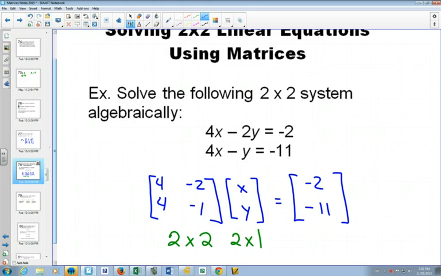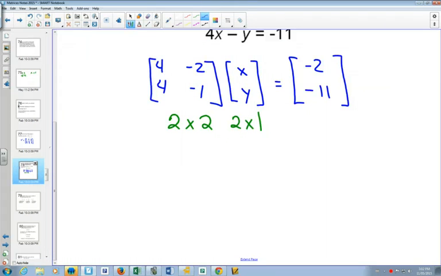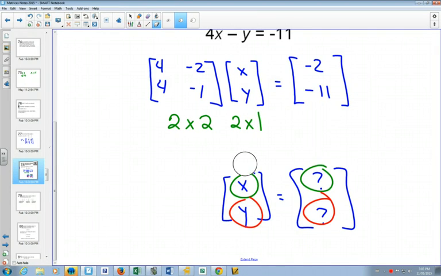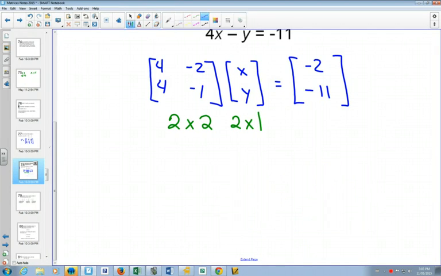So what do we want to do? We want to solve for x and y. So if we could get x and y by themselves on one side of the equation, and on the other side we just had numbers, we'd be able to say, well, x has to be this number and y has to be this number. So what we have to get rid of is this matrix in front.